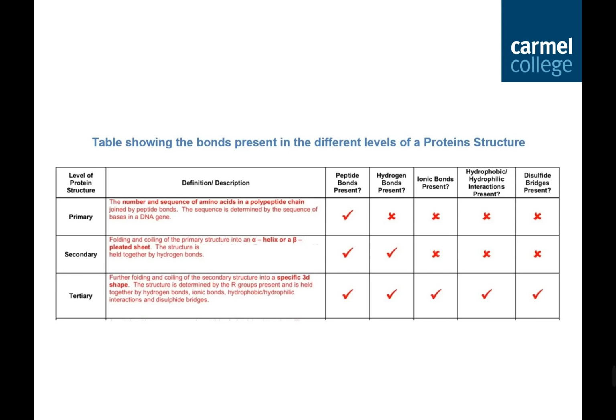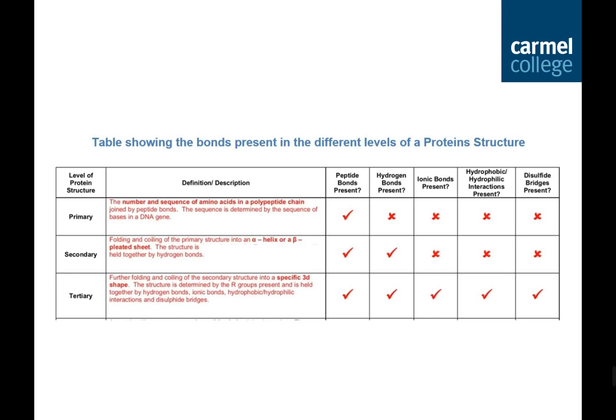Tertiary structure is folding on top of the primary and secondary structure to create this specific three-dimensional shape. So obviously we've still got the peptide and the hydrogen bonds. We'll get some additional hydrogen bonds, but we'll also start to see ionic bonds and disulfide bridges forming between the R groups of neighbouring amino acids.